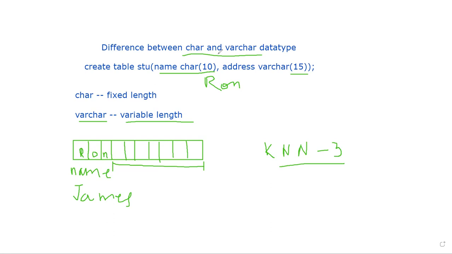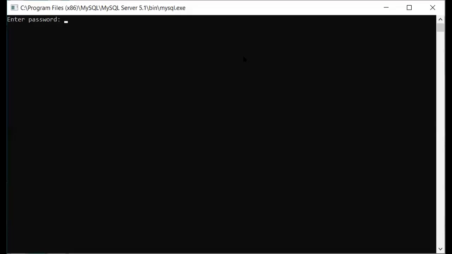Now see, we are going to discuss another thing. Last time we discussed creating a table and inserting values with respect to integer and varchar only. Now we are going to discuss floating point as well as date type.